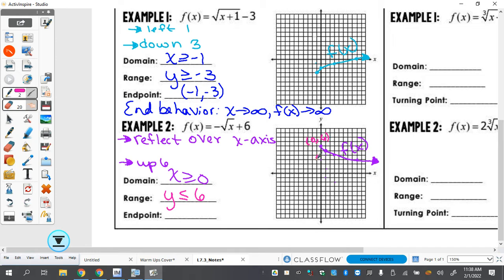0, 6. 1, 5. 2, 4. And then 9, 3. Sorry, I inverted that for some reason. 4, 2, not 2, 4. So then our endpoint is at 0, 6. Again, there would not be a left end behavior. This would still be the right side going to infinity.